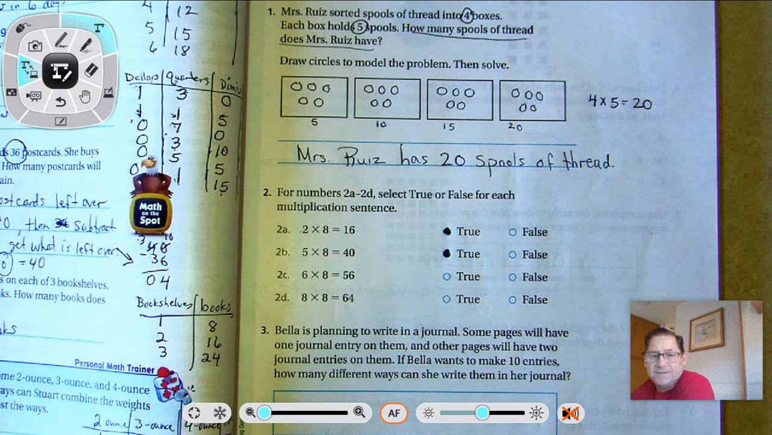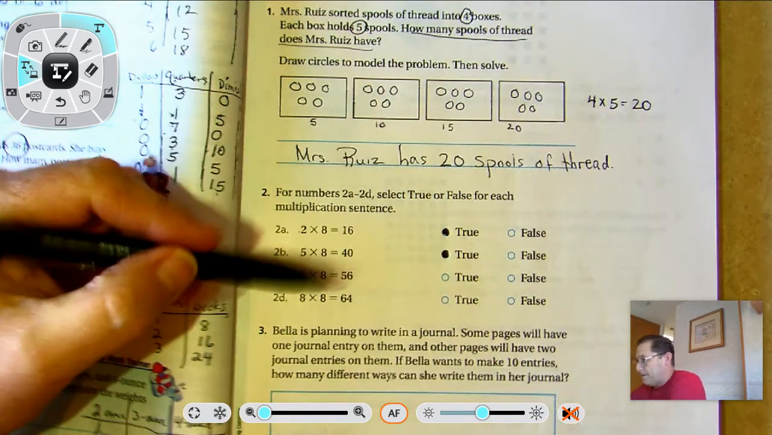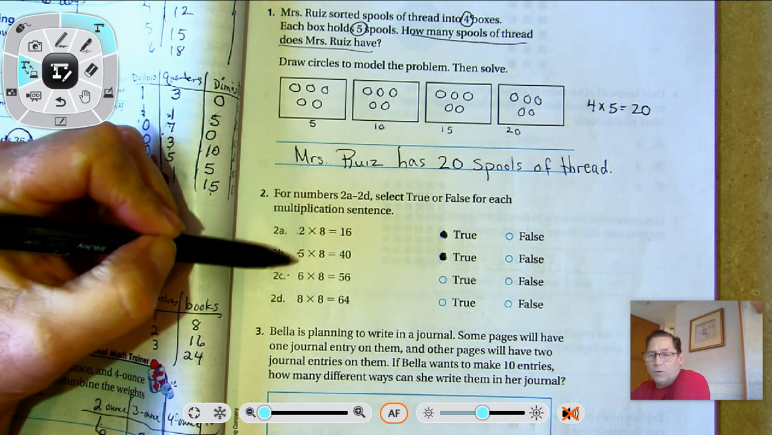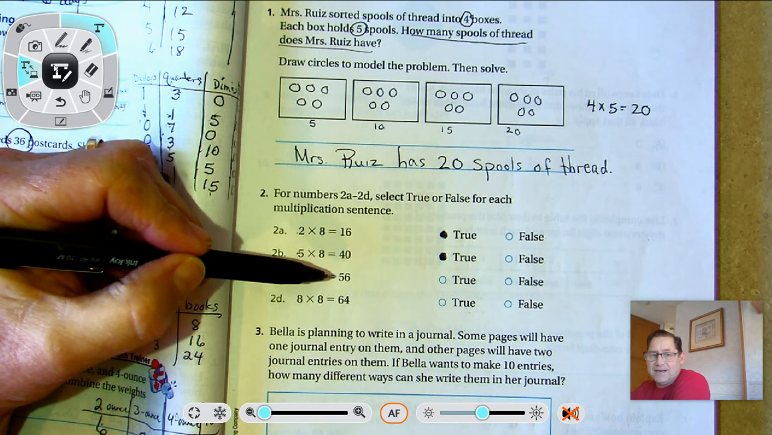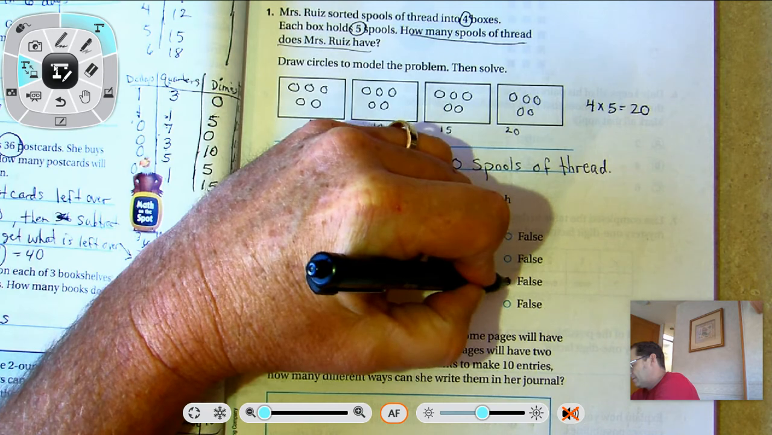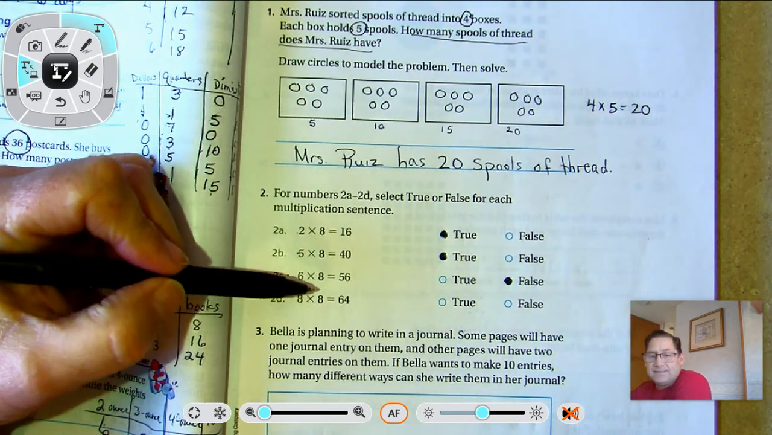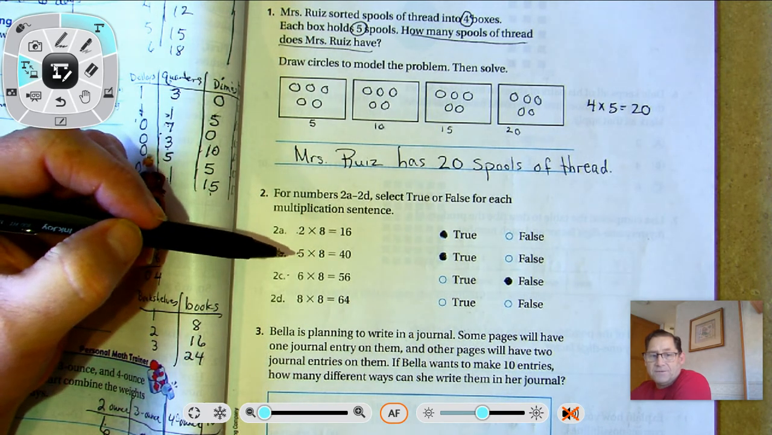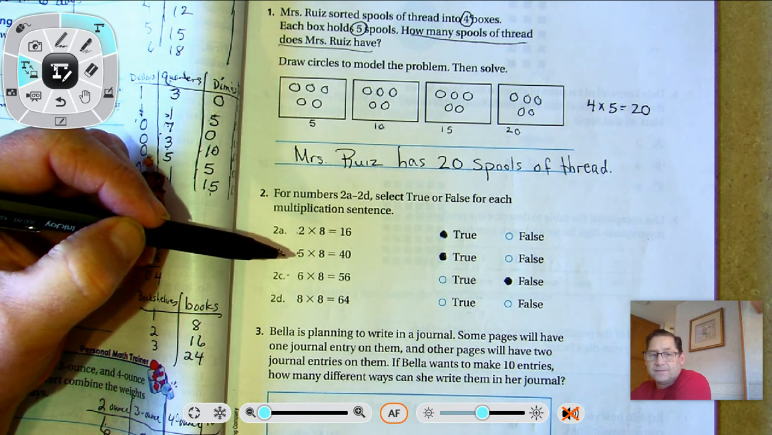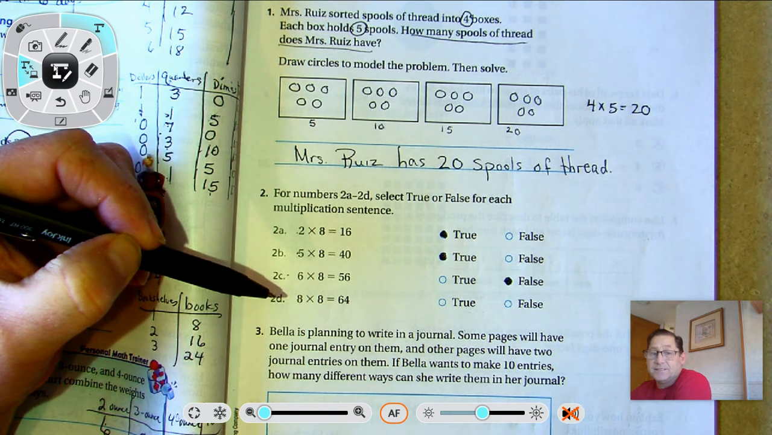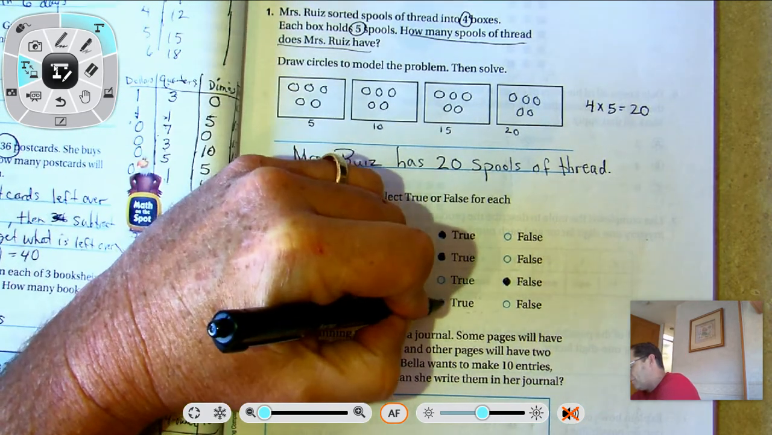6 times 8, 56. Well, if 5 times 8 was 40, 6 times 8 means there's just one more 8. 40 plus 8 is not 56. 40 plus 8 is 48. So that's false. Is 8 times 8 64? Well, again, if 8 times 5 is 40, 8 times 8 is 3 more 8s. 8 times 3 is 24. 40 and 24 is 64. 8 times 8 is 64.